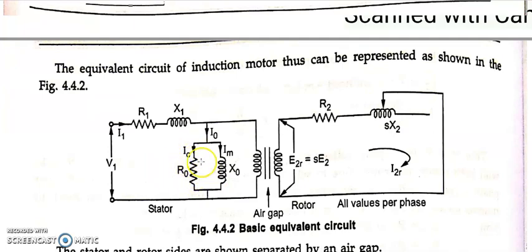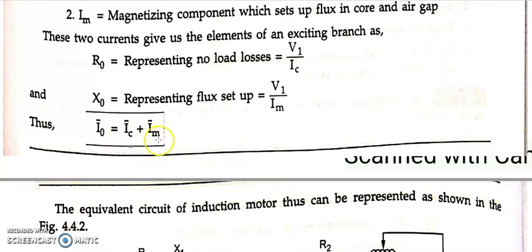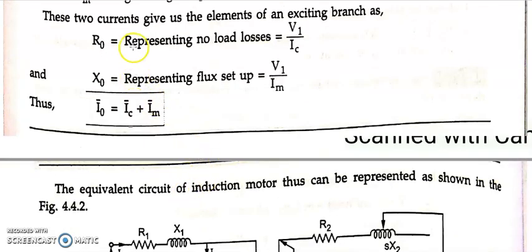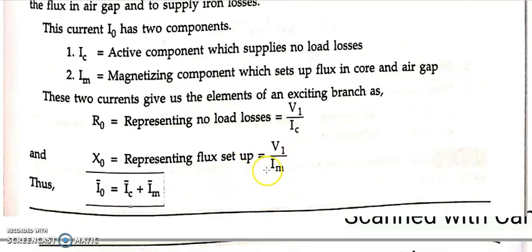One is for the eddy current, one is for the hysteresis loss. So I0 is equal to IC plus IM. And what is R0? It is V1 by IC, because we know that the voltage across this is V1, so R0 is equal to V1 by IC. And X0 is equal to V1 by IM.